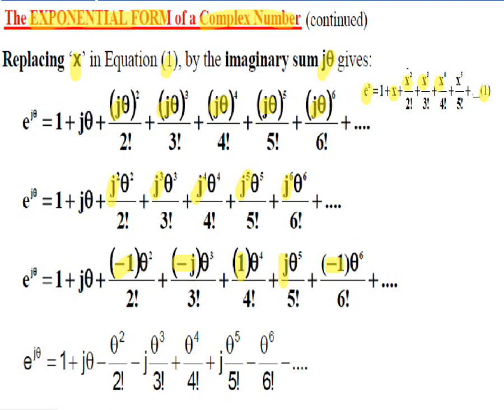So what we now have is an e to the j theta power series instead of an e to the x series we had in equation 1, which can be written as 1 plus j theta minus theta squared upon factorial 2 minus j theta cubed upon factorial 3 plus theta to the 4 upon factorial 4 plus j theta to the 5 upon factorial 5, and so it goes on. And in that expression we've accounted for the positives and negatives of the previous line.